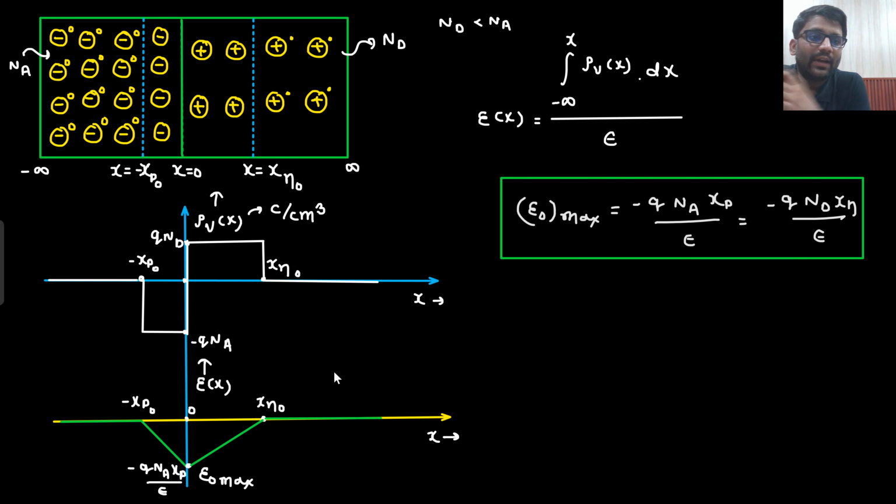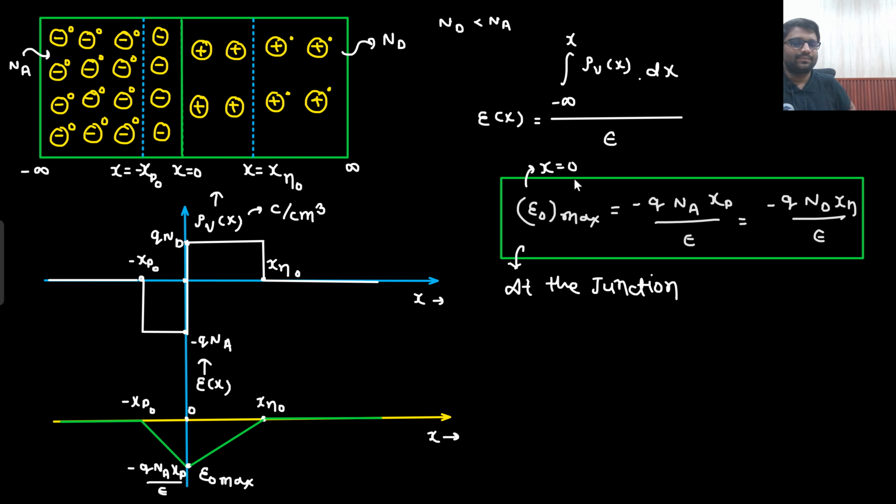So what they would ask, they can ask the maximum electric field, and where maximum electric field is occurring. Maximum electric field is occurring at the junction. And I told you this thing, the maximum electric field will always occur at the junction only. So where is the maximum electric field occurring? Maximum electric field is occurring at x equals to 0. So this we got at x equals to 0. Say yes or no.